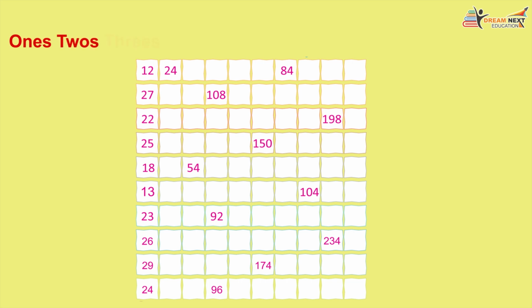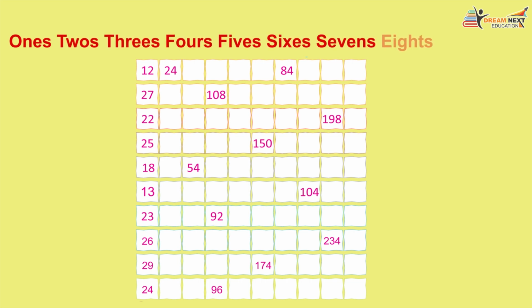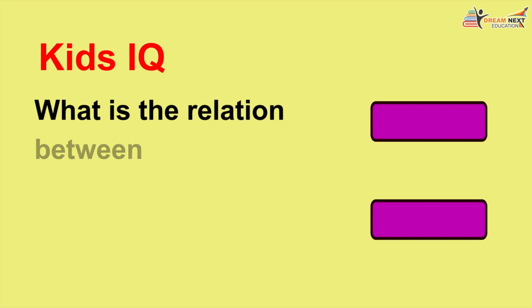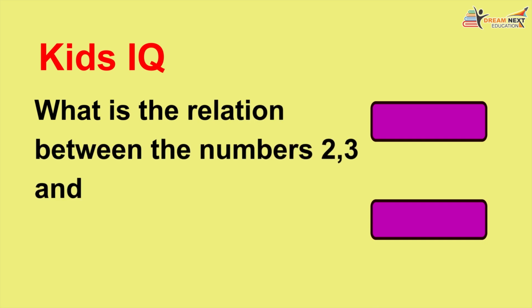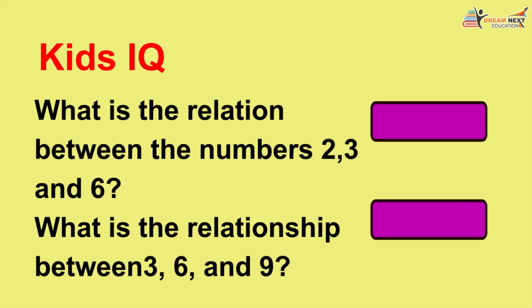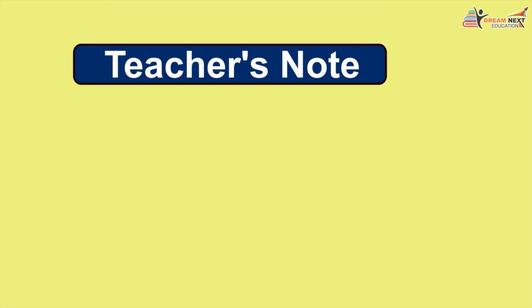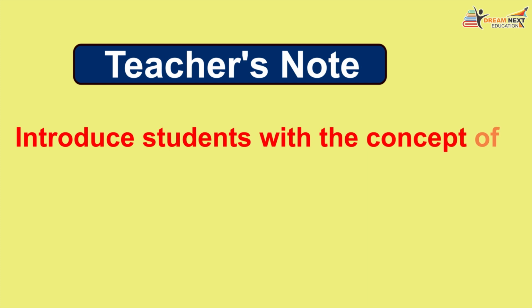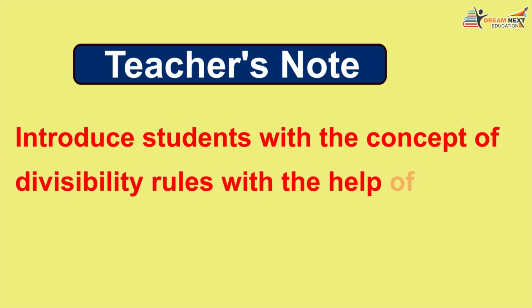1s, 2s, 3s, 4s, 5s, 6s, 7s, 8s, 9s, 10s. Kids IQ: what is the relation between the numbers 2, 3 and 6? What is the relationship between 3, 6 and 9? Teacher's note: introduce students to the concept of divisibility rules with the help of the tables.